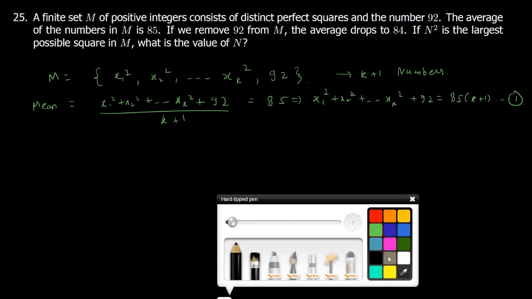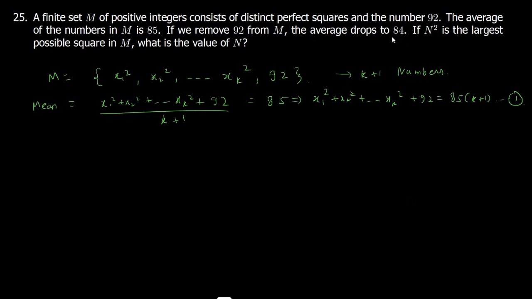Also, it has been said that if we remove 92 from M, then the average drops to 84. That means the average of all of these perfect squares is nothing but 84. So if I apply that, the mean of x1 square plus x2 square and so on till xk square, and these are just k numbers, so divided by k is equal to 84. That means x1 square plus x2 square and so on till xk square is equal to 84k.